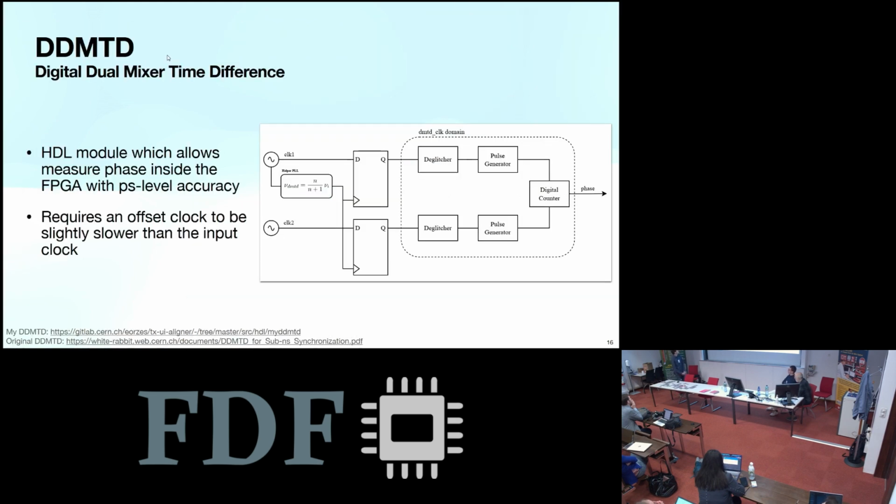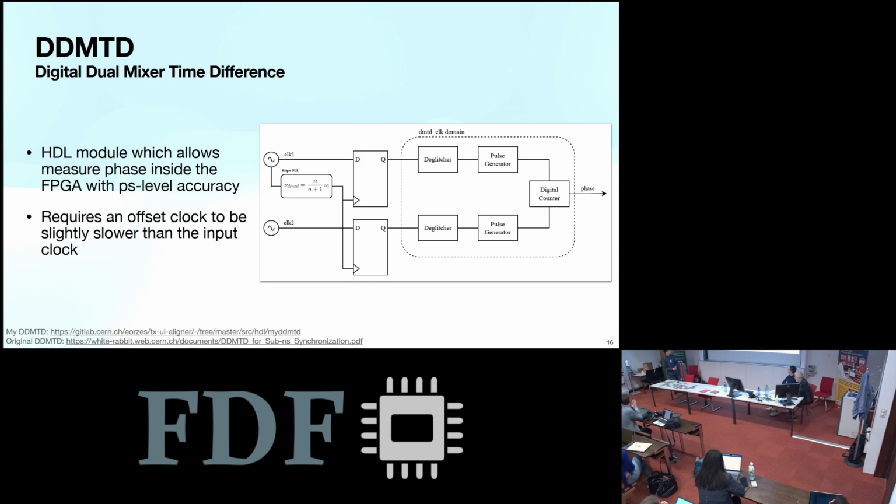So let's see at this point how phase measurement works inside the FPGA. The device is called the digital dual mixer time difference, and it allows to achieve picosecond level accuracy, even femtosecond level accuracy inside FPGA. So we don't need extremely fast ways of having phase measurements because we do this only at startup, so it can take milliseconds, but in our case just a couple of microseconds is enough.